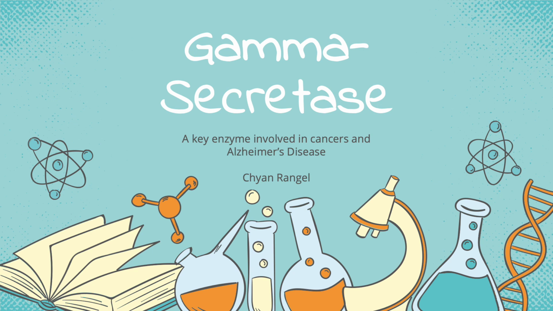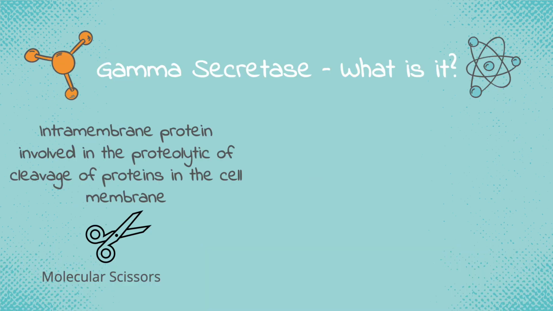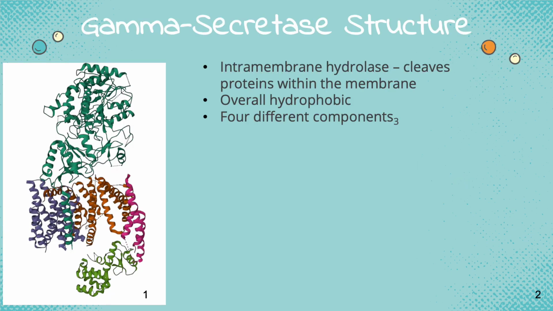The enzyme that I studied this semester is called gamma-secretase. So what exactly is gamma-secretase? Gamma-secretase can be thought of as molecular scissors. It's an intramembrane protein involved in the proteolytic cleavage of proteins within the cell membrane. And what this does is the cleavage often activates some type of molecular mechanism.